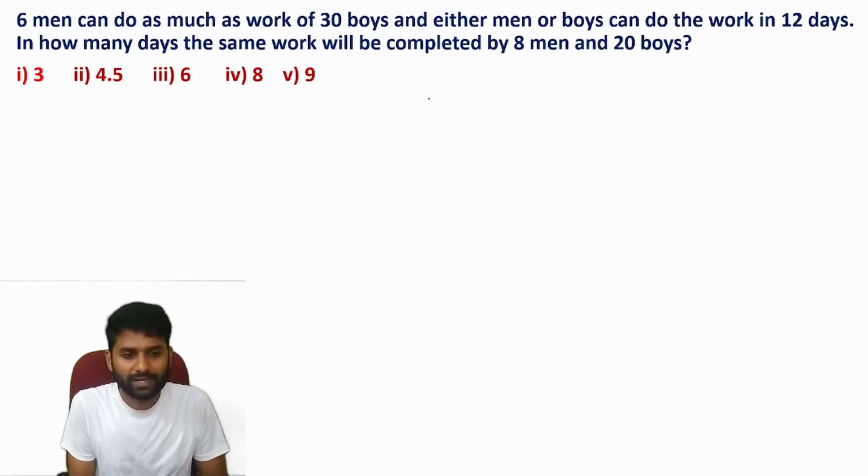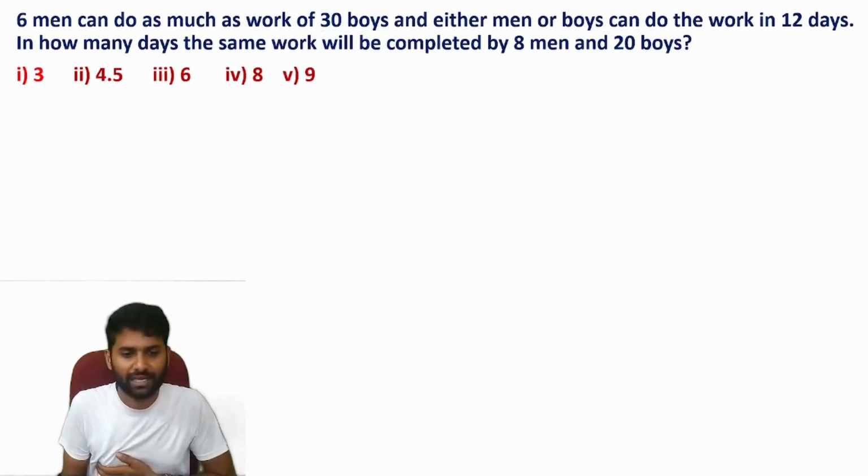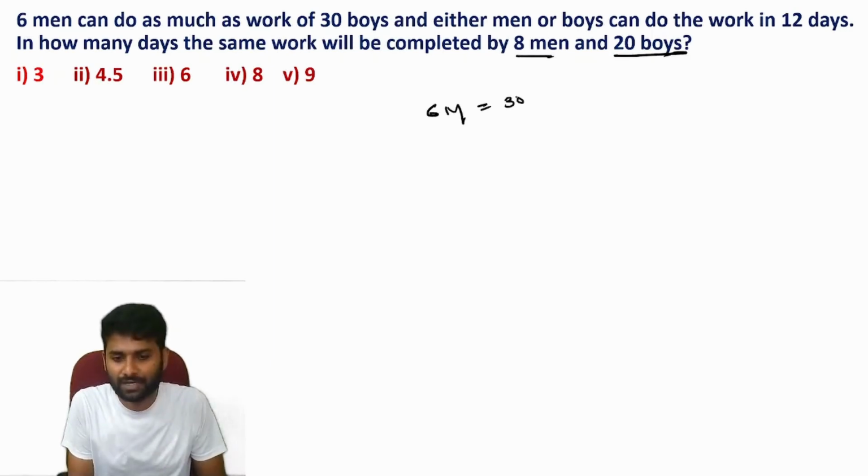Now see, 6 men can do as much work as 30 boys. Either men or boys can do the same work in 12 days. In how many days will the same work be completed by 8 men and 20 boys? 6 men's efficiency is equal to 30 boys. The men to boy efficiency ratio is 5 by 1.